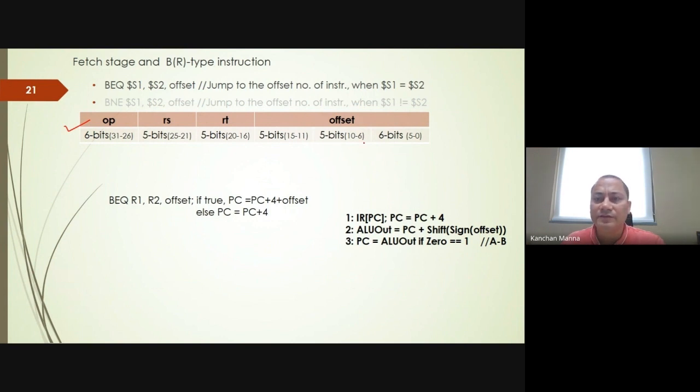And here you can see the offset is 16-bit, and this offset is nothing but telling about the number of instructions. Meaning that the PC has to jump to this particular instruction if the condition is true. And we'll perform this operation in 3 different steps that you can see here.